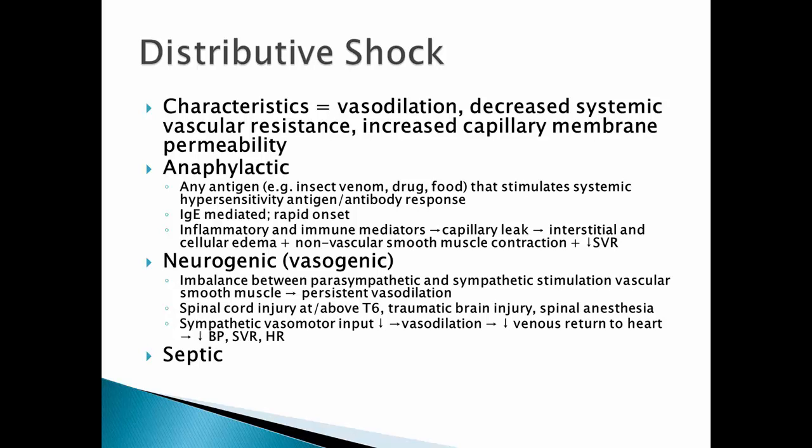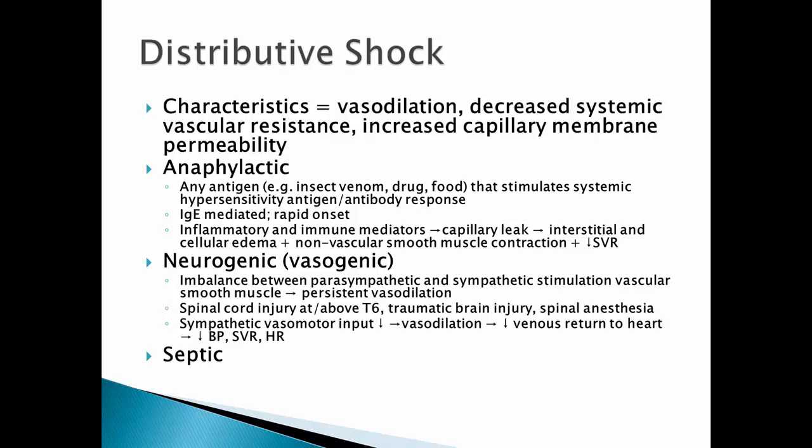In anaphylactic shock, we're talking about an antigen-antibody response. So this can be caused by any antigen that stimulates a systemic hypersensitivity response. So this could be from an insect bite, it could be a drug allergy, it could be a food allergy, and it's previously preceded by a prior sensitization. Because this is an allergic response, it's IgE mediated, and this is characterized by a very rapid onset. Again, that's consistent with the previous sensitization.